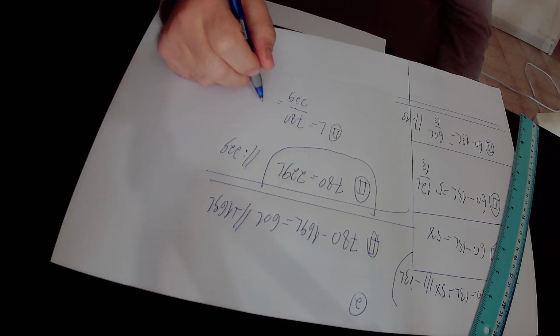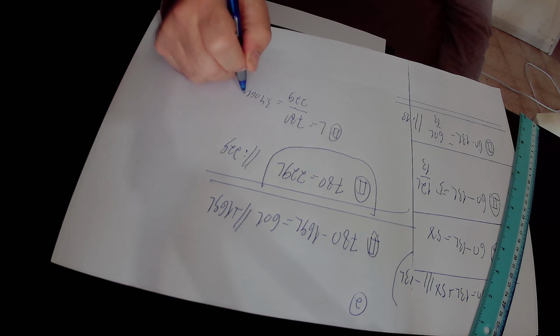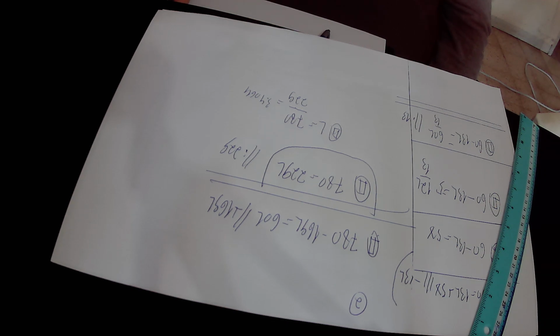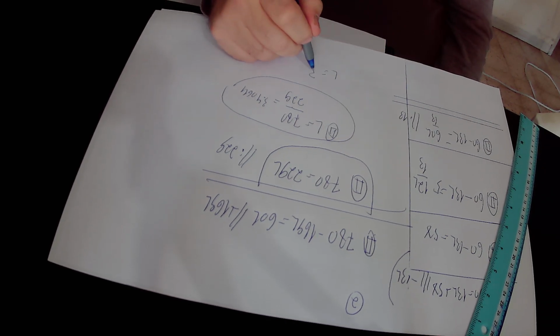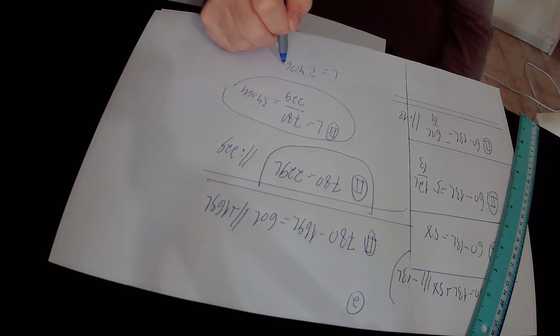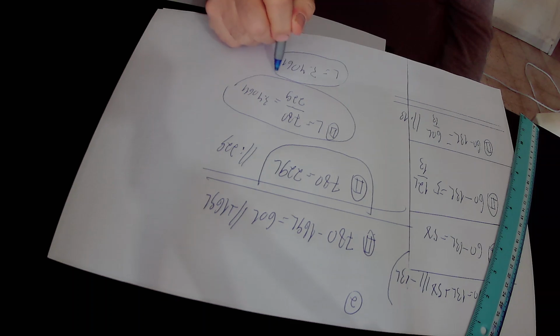780 over 229 is equal to 3.40611. We check that I'm not wrong. 780 over 229 equals 3.40611. Indeed. So L equals 3.40611 units.